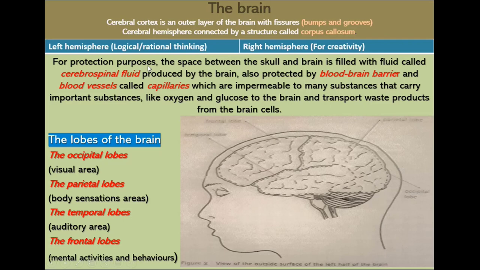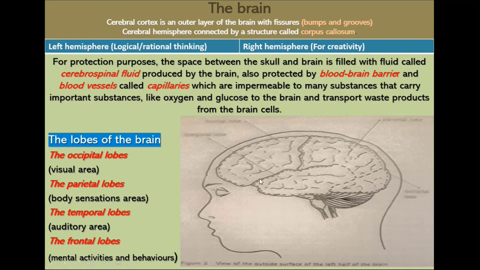Then, for protection purposes, the space between the skull and the brain is protected by what? The fluid. The fluid called cerebrospinal fluid, which is produced by the brain. It's also protected by blood barriers. Have you heard that if a drop of blood touches your brain, chances are, for a particular moment, you won't be normal? The blood does not need to touch the organ itself. Hence, they say blood barriers.